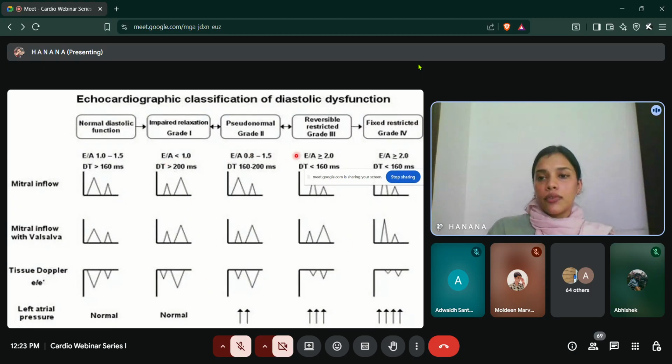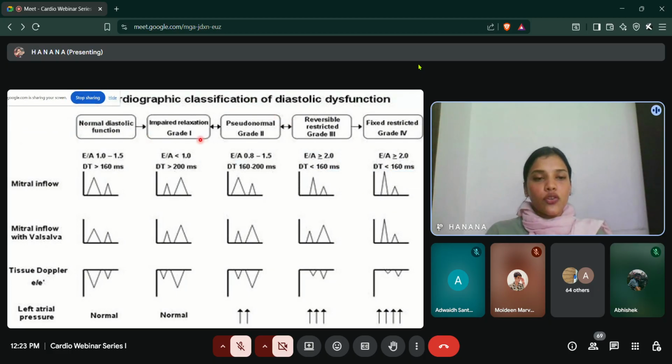Now we are talking about how the display will look in case of diastolic dysfunction. So this is the normal diastolic function, and in this patient we will get a mitral inflow which will look like this. This is the E wave and this is the A wave.